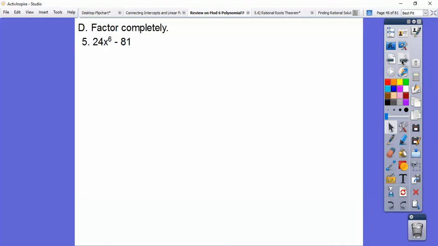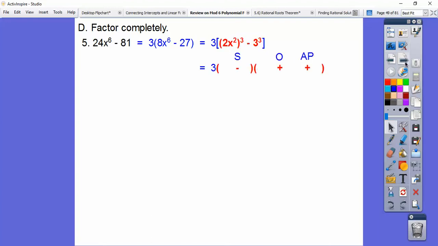All right, so here, remember, when we factor, we always GCF out. And I can pull a 3 out of those, so let's do that. And then 8 is a perfect cube, and so is 27. So x to the 6 is also something to the third. It's x squared to the third. So this is 2x squared to the third, okay? So here's a perfect cube, here's a perfect cube, so I'm going to go bi, tri, SOAP it. Same sign, opposite sign, always positive. If that's a minus, opposite, always positive. Put a 2x squared in one and a 3 in the other.